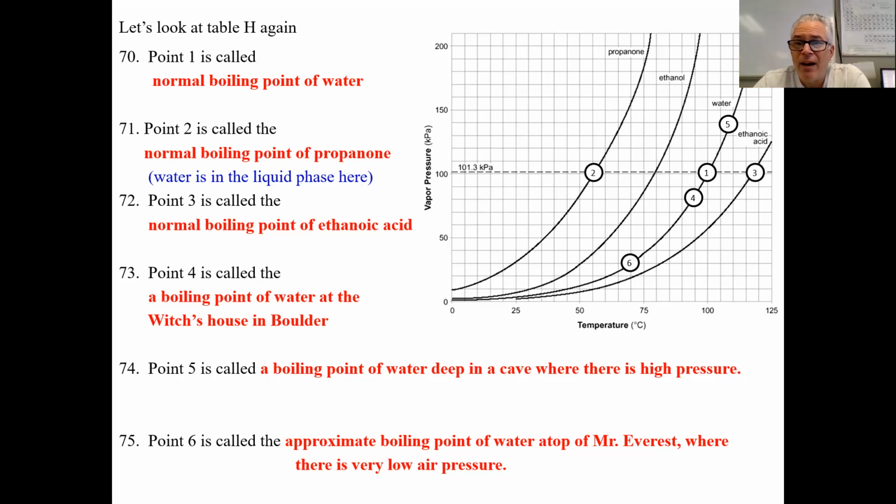Now, at any point on this graph, you can only look at one curved line at a time. Let's look at just the water curve, because that's the one we understand the easiest. If you're behind the curve, anywhere behind the curve, above the dotted line or below that, you're in the liquid phase. If you're in front of the curve, you've already boiled. The curve represents all the boiling points. If you're right on the curve, like points 1, 4, 5, and 6, you are on the boiling point, the condensation point. You actually have two phases at the same time.